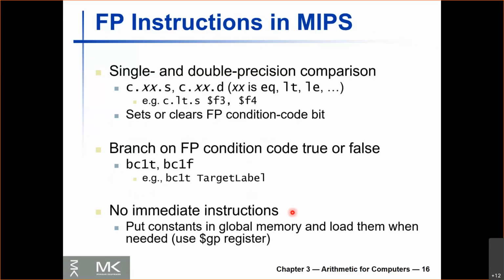Rather than having immediate instructions, whenever we want to add or multiply by some constant, the compiler will find all the floating point constants in our program and put them somewhere in global memory. Then every time we need to use a constant in our floating point code, we will load that constant from global memory. And as we saw before, the way we access things in global memory is using the GP register, the global pointer register, where we put all our constants. Okay. So with that, let's do an example.